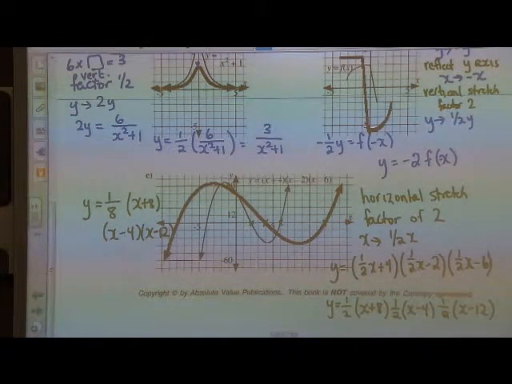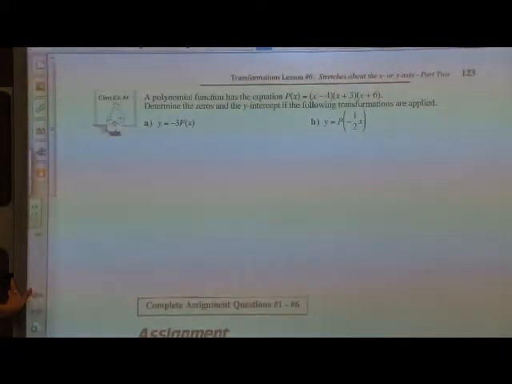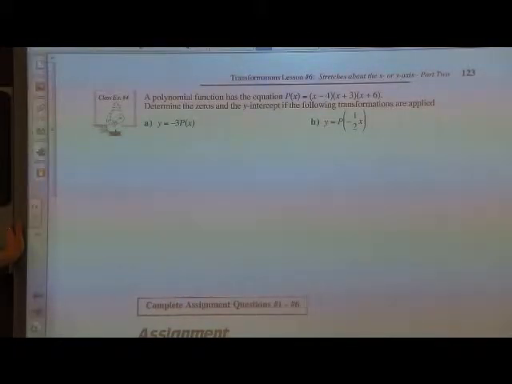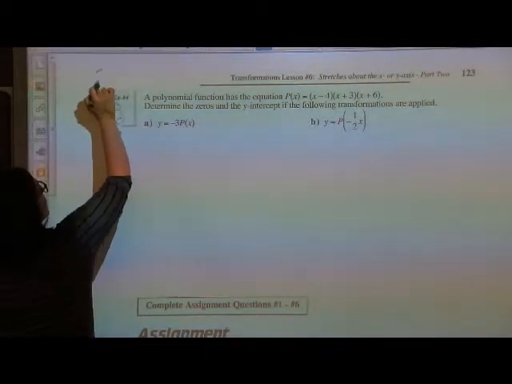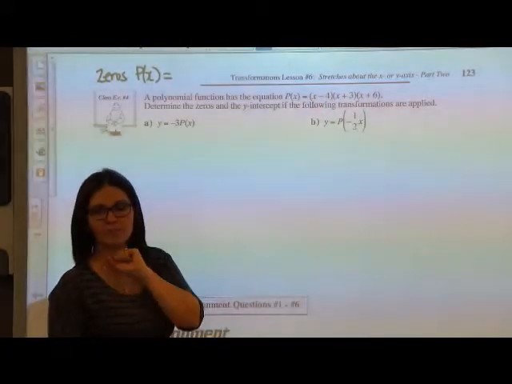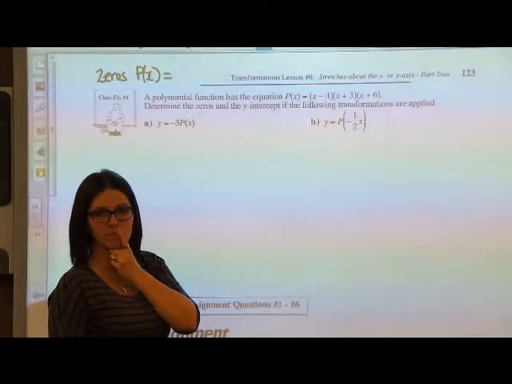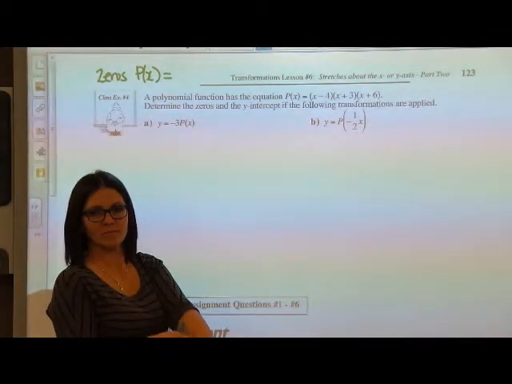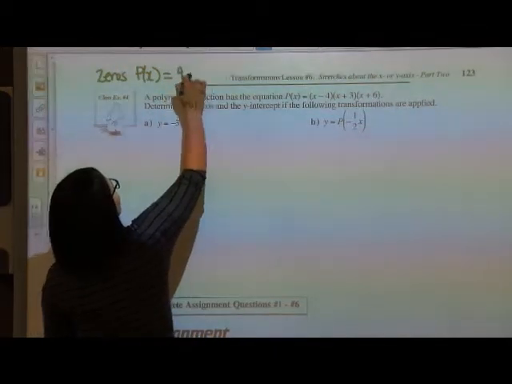Okay, last question. A polynomial function has the equation p of x equals x minus 4 times x plus 3 times x plus 6. Determine the zeros and the y-intercept if the following transformations are applied. So let's look at the original function to begin with. What are the zeros of p of x? 4, negative 3, and negative 6. Yes.